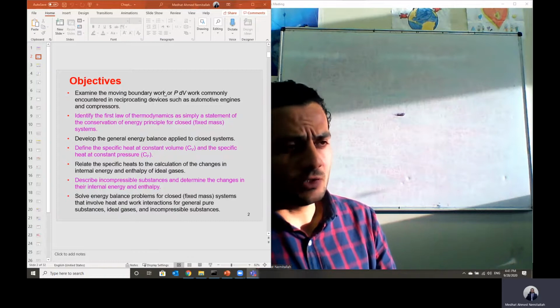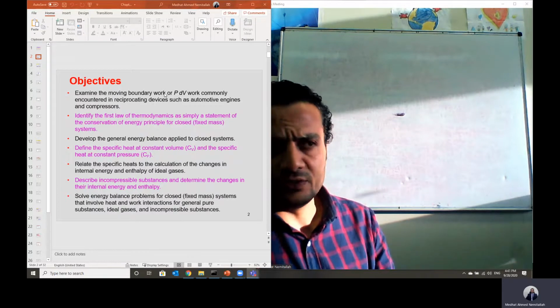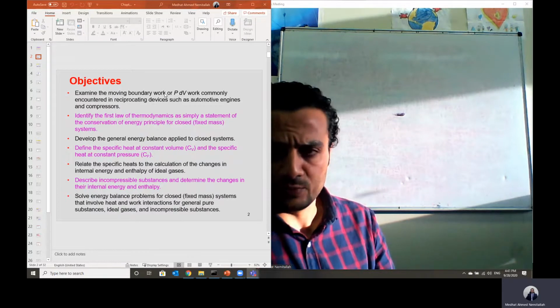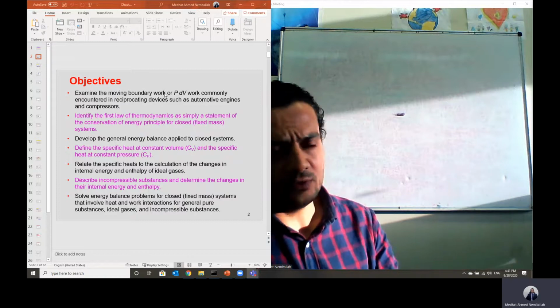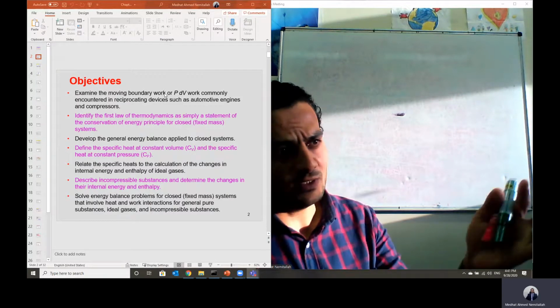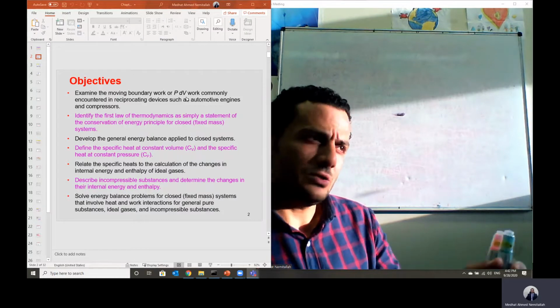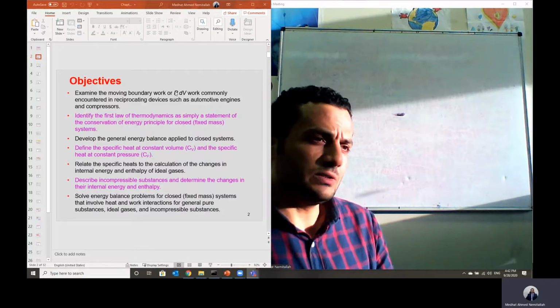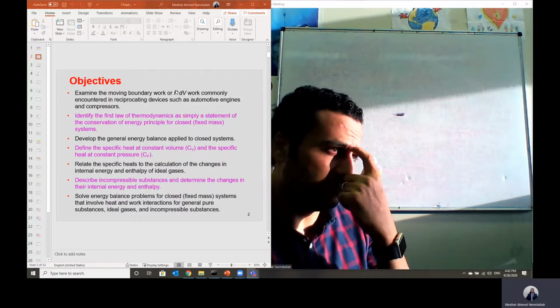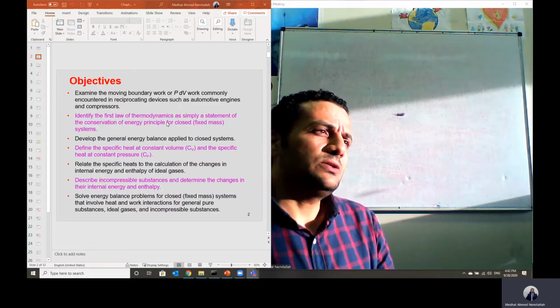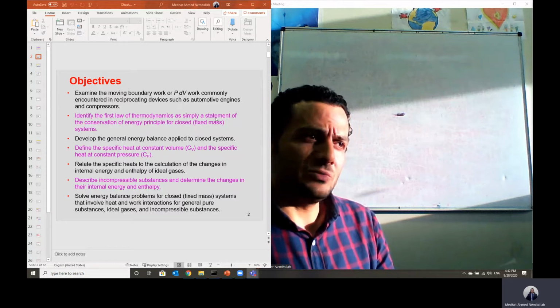The work in general for a closed system is the integration of P dV. We proved this relation in chapter 2, and we will talk about it again today, inshallah. That's why this boundary work is called the P dV work. Inshallah, we'll talk about how to calculate the boundary work when one of the boundaries is moving. Then inshallah, we'll identify the first law of thermodynamics.